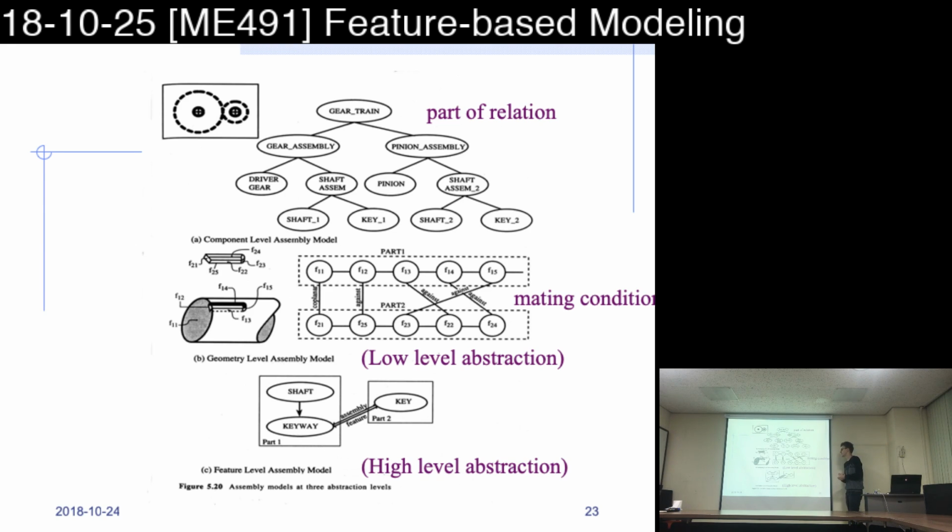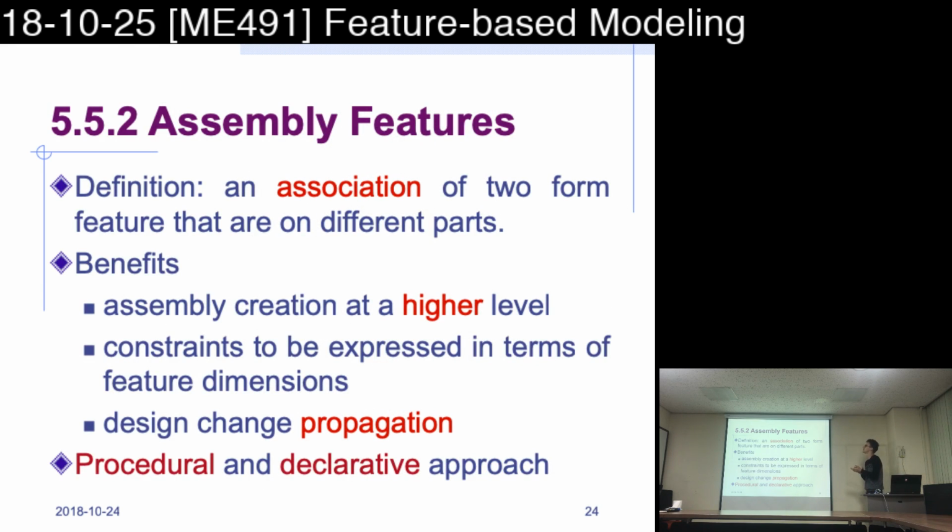And the next level after that is with a higher level of abstraction, is where you don't have to do this manually. Is where you create an assembly feature that could be possibly for instance an insert feature, and then when you have created this assembly feature, you could say insert this into this, and it could automatically insert the pieces together. So that's an assembly feature, which definition is an association of two formed features that have different parts.